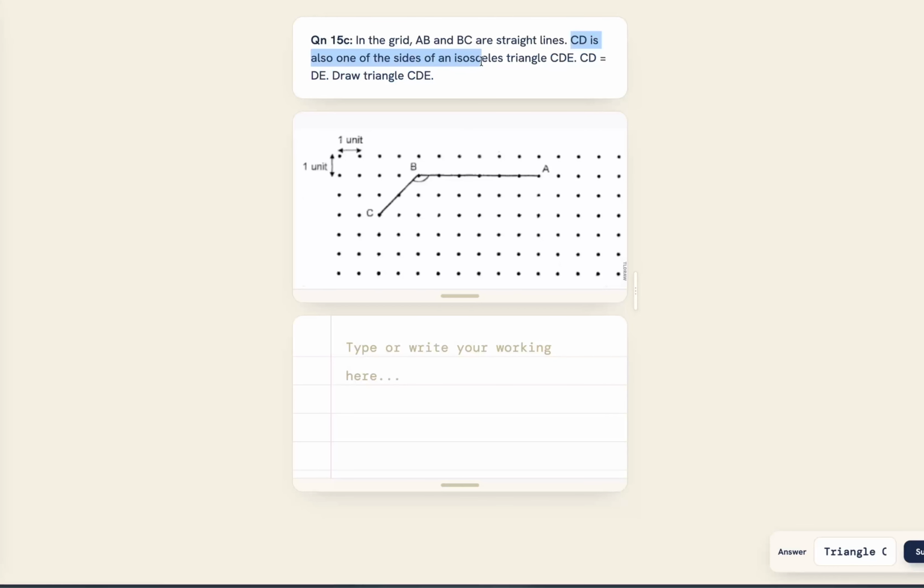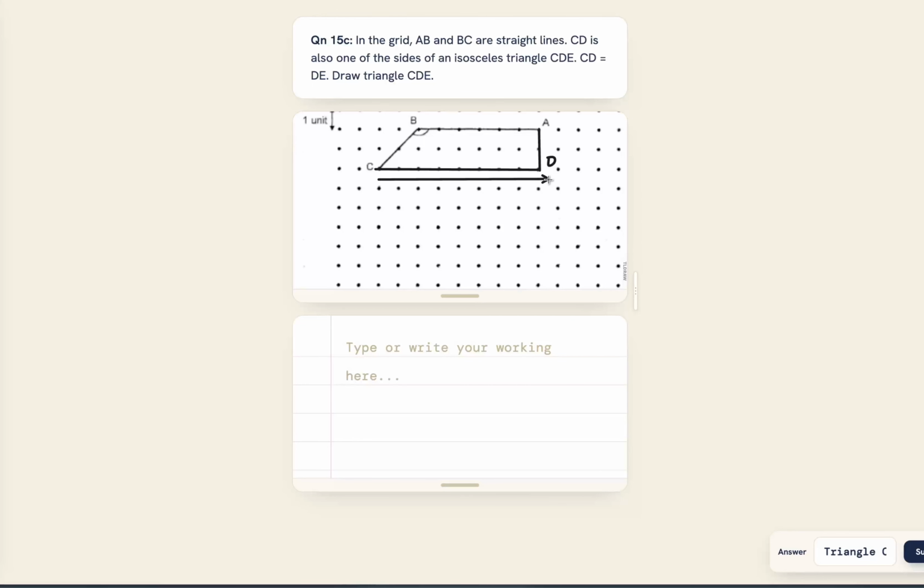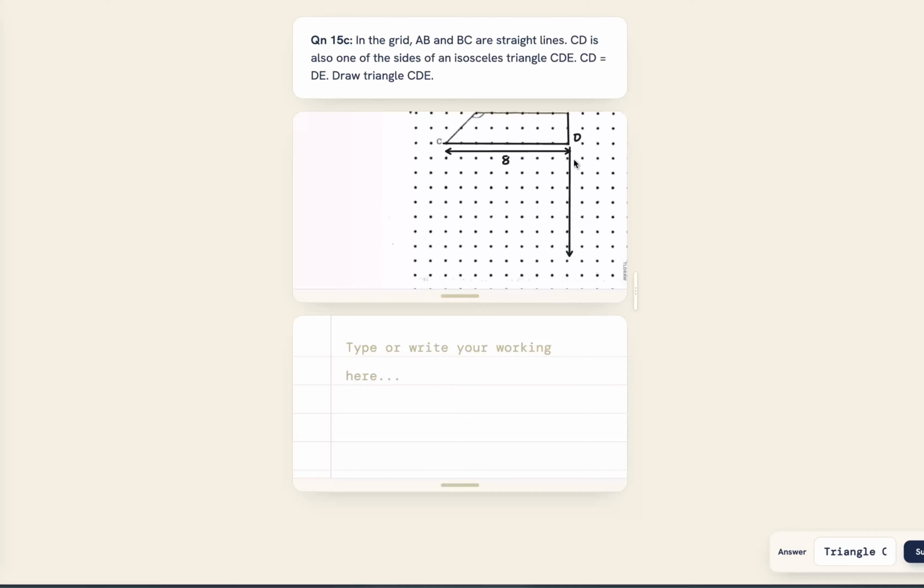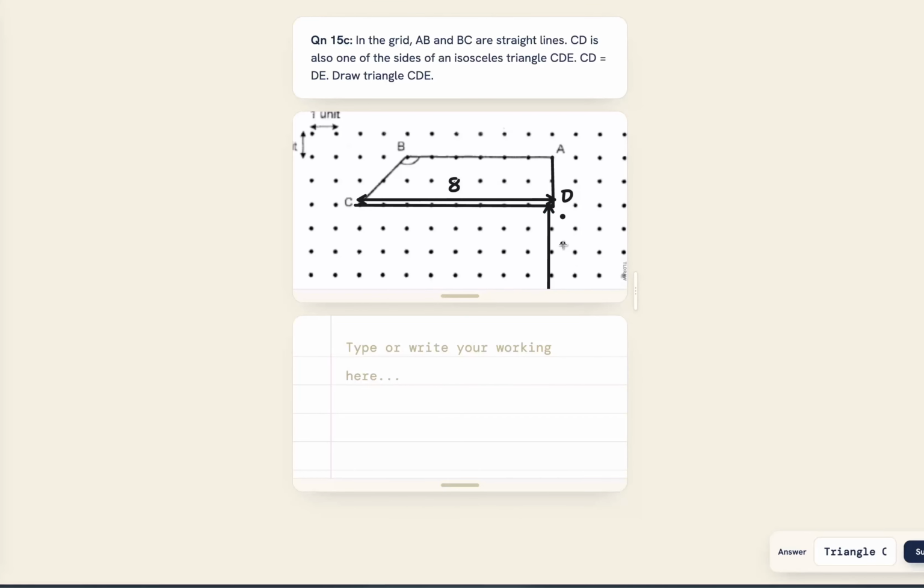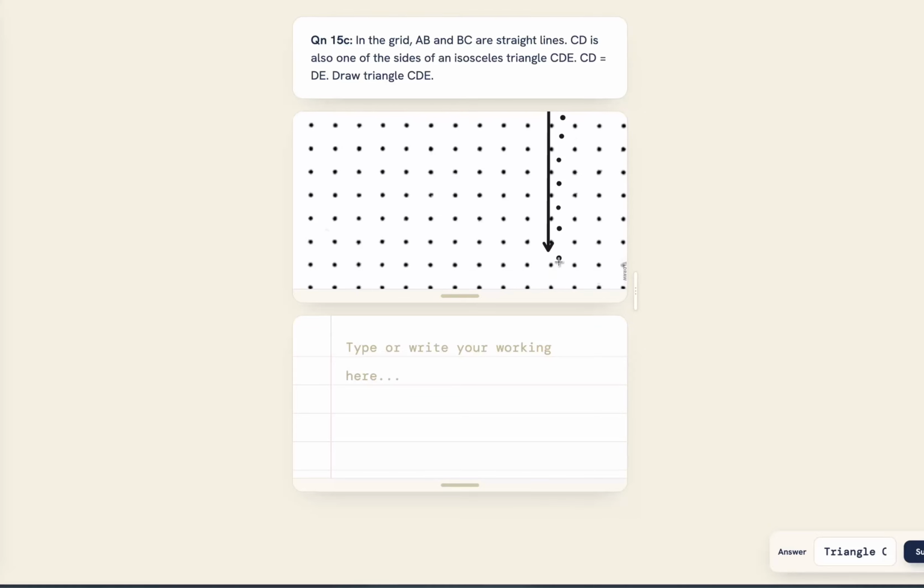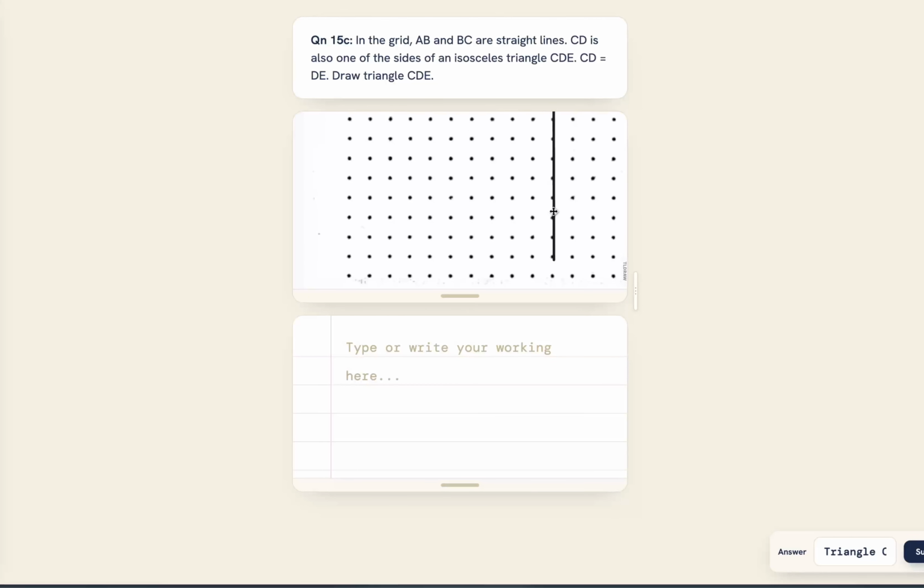CD is also one side of the isosceles triangle CDE. CD is equal to DE. Draw triangle CDE. The easiest way is to measure the number of units over here: 1, 2, 3, 4, 5, 6, 7, and 8. So we have 8 units, which means this part all the way down should also be 8 units. So we have 1, 2, 3, 4, 5, 6, 7, 8, which in this case is over here. All right, since this is 8 units, then pretty straightforward.